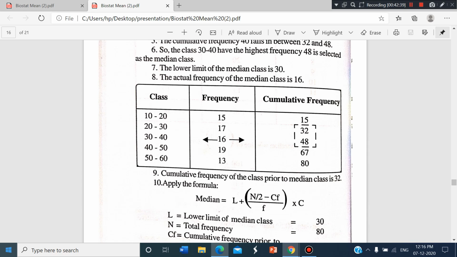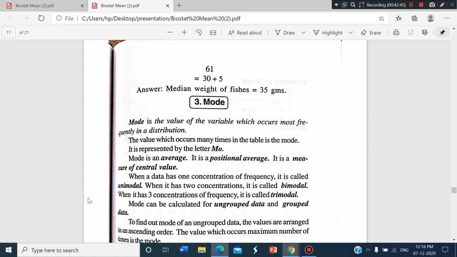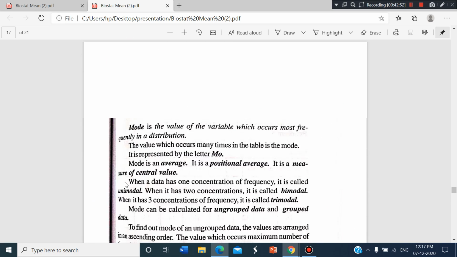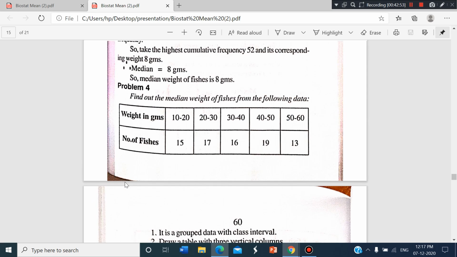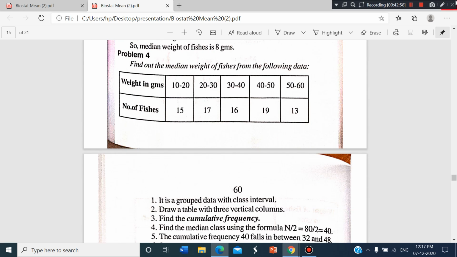So that if you don't understand anything, let me know. I will repeat it and I will take more examples. Only then will I move to the next measure of central tendency, that speaks about the mode. Okay? Okay, sir.